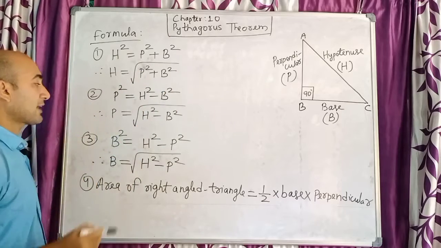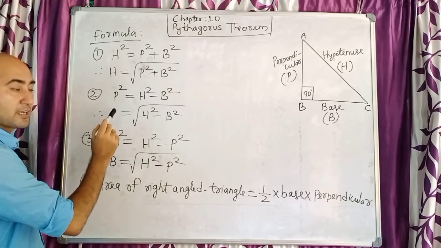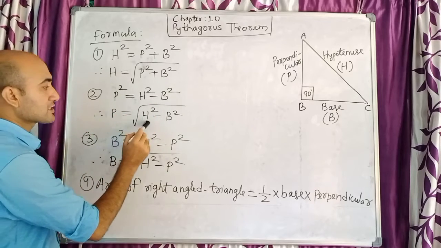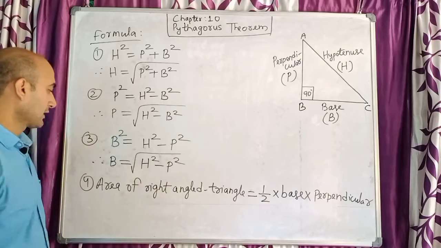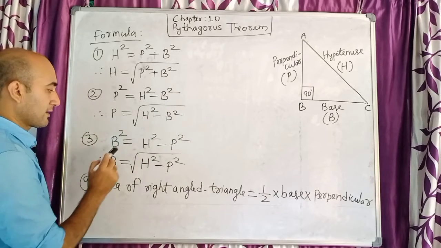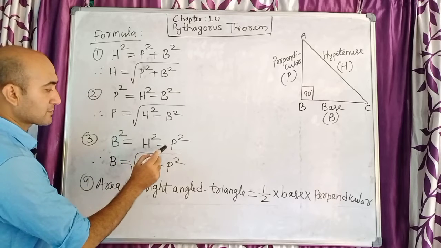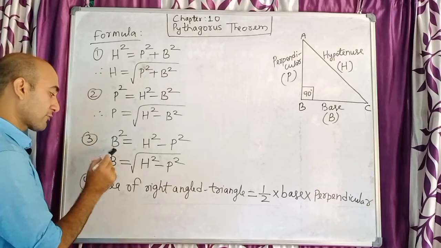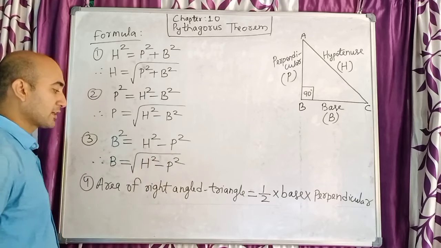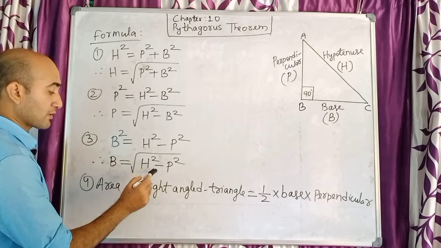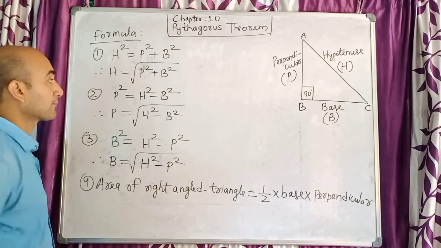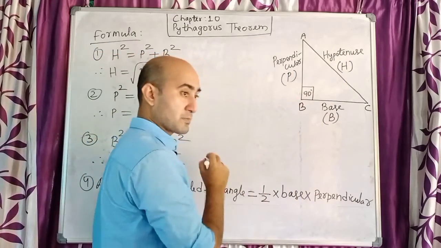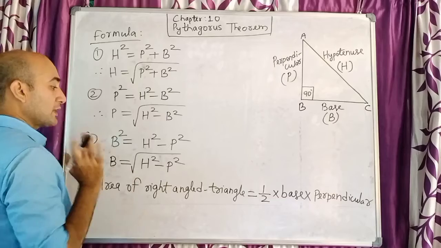Next, number 2. If I have to find perpendicular, then my formula is p square equals h square minus b square, and p equals root over h square minus b square. Number 3, base square is hypotenuse square minus perpendicular square. If I remove square, I will get root over, that means my formula will be b equals root over h square minus p square. As you all know, p is perpendicular, h is hypotenuse and b is base. Here we only use symbols.